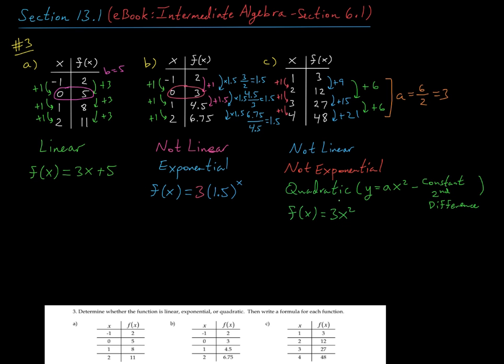Okay, so we can check that this is working by plugging in some values. So if I plug in 1 for x, I'll get 3 times 1 squared, so that's 3, that's good. Plug in 2, I'll get 3 times 2 squared, well that'd be 3 times 4 is 12. I plug in 3, 3 times 3 squared, 3 times 9 is 27. And lastly, 3 times 4 squared, that's 3 times 16 is 48. So it works. Great. That's going to do it for this question.